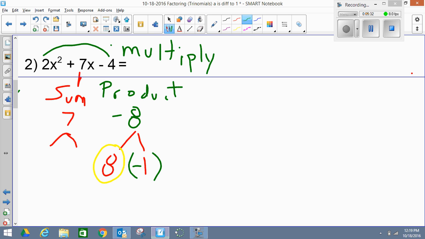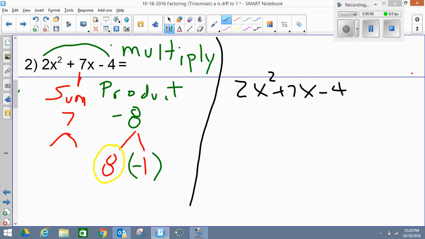Now, once I have my two values, it's not the same process as before. Now it's a little bit longer. I'm going to factor this trinomial using grouping. So to use grouping, we need to set up an expression with 4 terms. So my original expression was 2x squared plus 7x minus 4. Now I need 4 terms. So I'm going to bring these two numbers and I'm going to break up the middle one, the 7x.